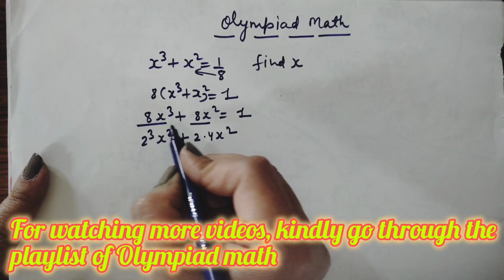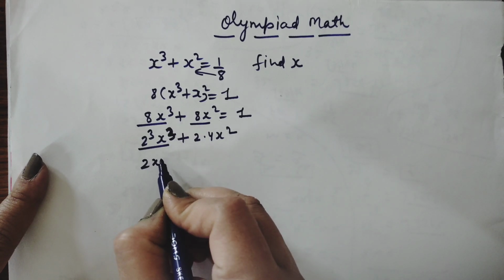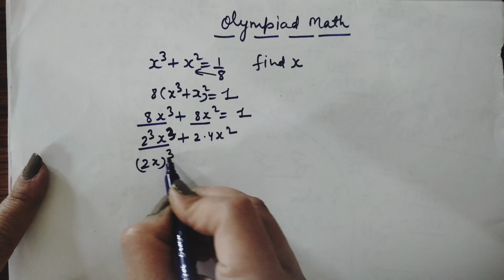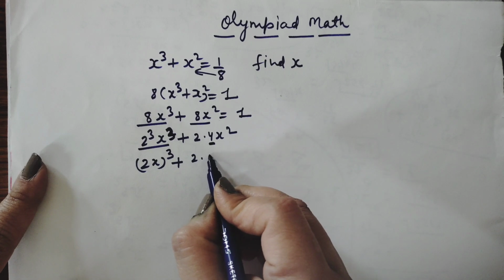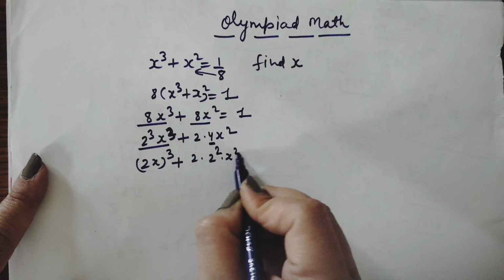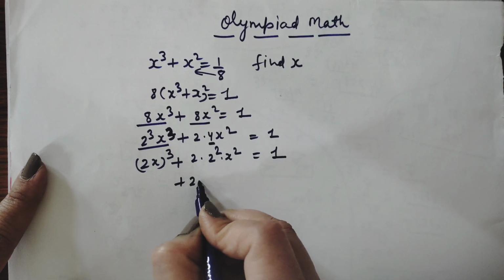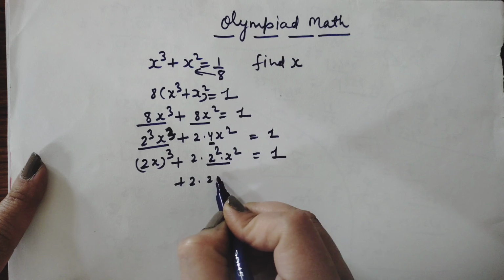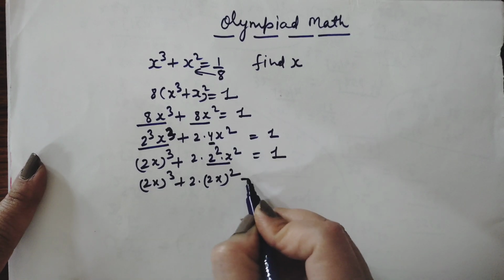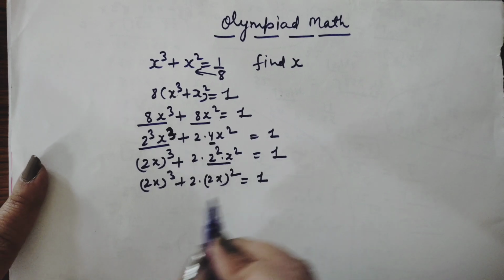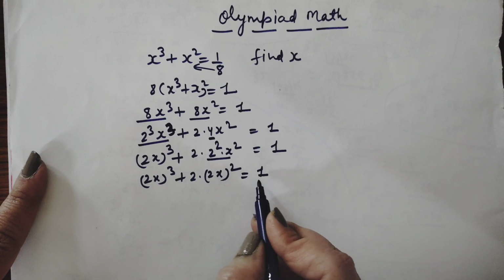After that, you can see 2³ and x³ are both cubes. So by the law of exponents we can write (2x)³ plus 2 into 4, and we write this 4 as 2² into x², and the right hand side 1 remains as it is. Then 2 is as it is, and 2² and x² we write as (2x)², and the (2x)³ is as it is.